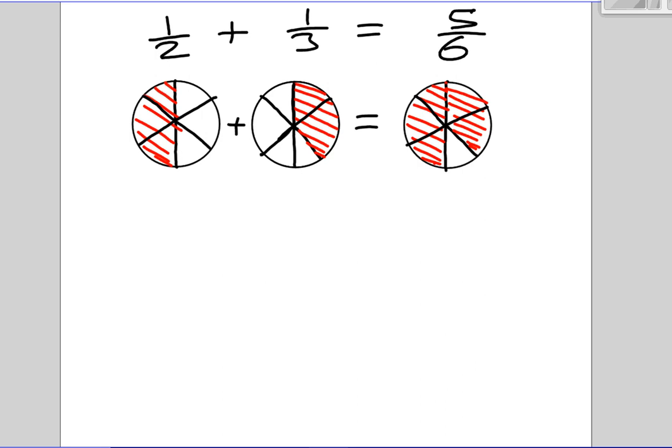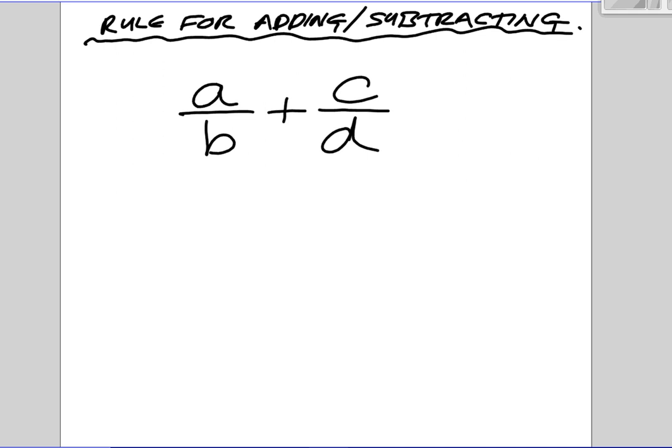But we're not going to sit about drawing pizzas all day. Okay, so what we need here is a wee rule. And the rule applies both to add and subtraction between two fractions. We're just going to stick with 2 at the moment. Okay. So I've got A over B plus C over D. Oh, no numbers. Dangerous.